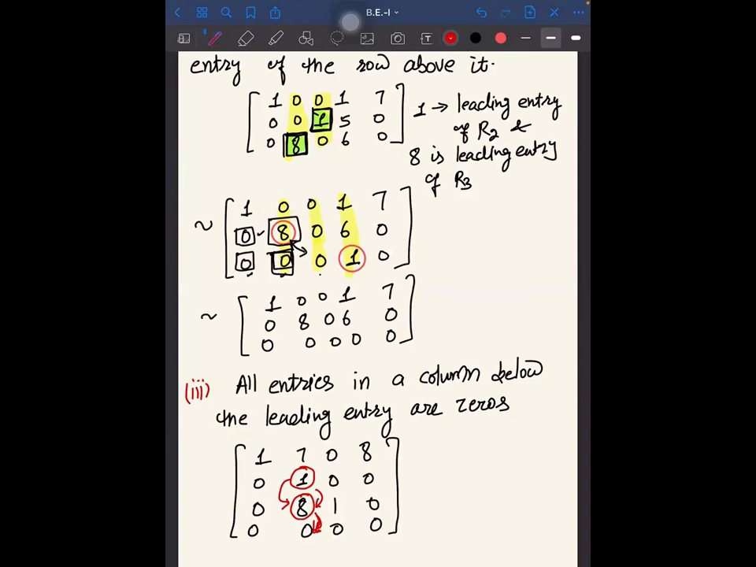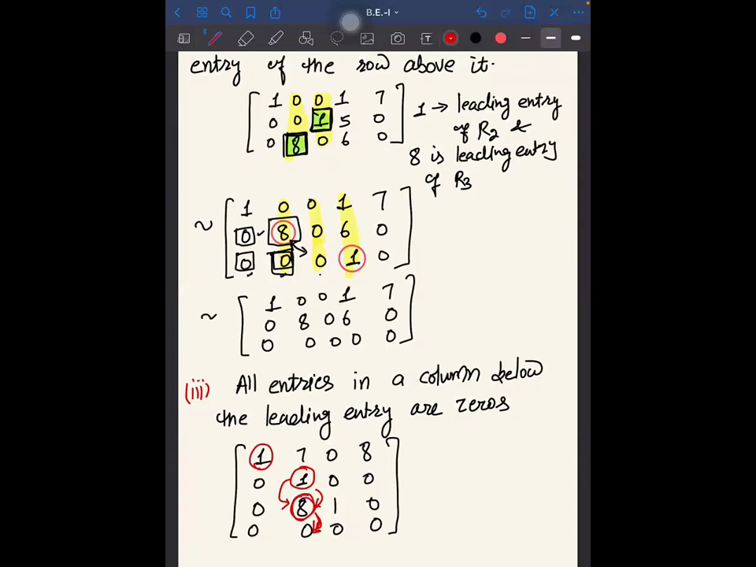We'll be using row operations to make that form, which we'll discuss in our upcoming lectures. You all with me? Yes, sir. Can you please tell again what is a leading entry? Leading entry is the first non-zero entry of a row. So then in the first row, 1 is also a leading entry. Yeah, it's fine. Your 1 is a leading entry over here, your 1 is a leading entry over here, your 8 is a leading entry over here.